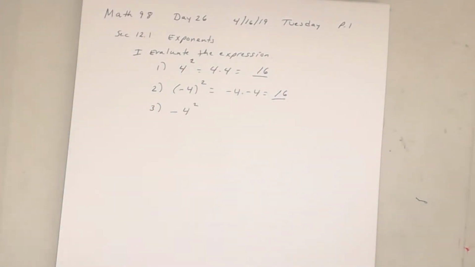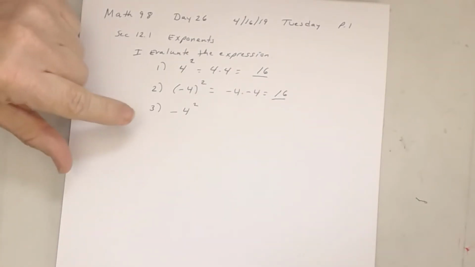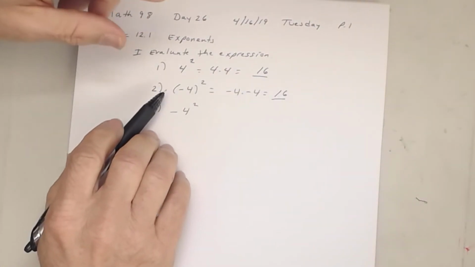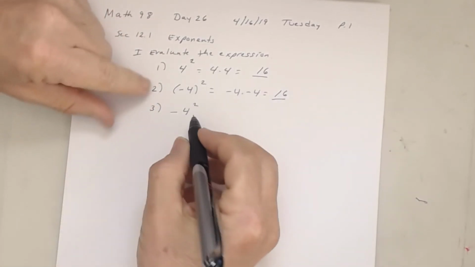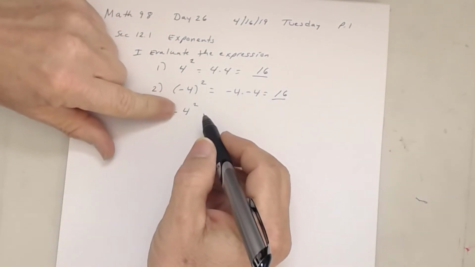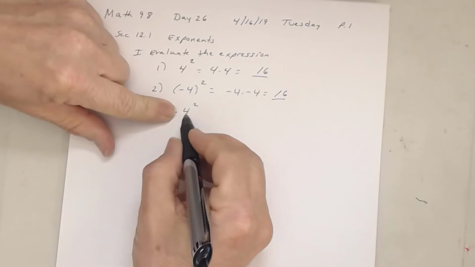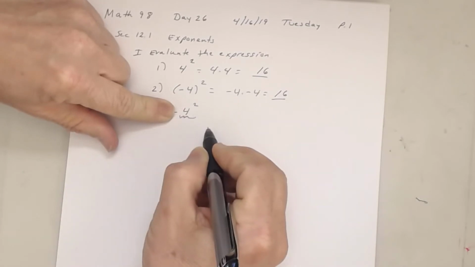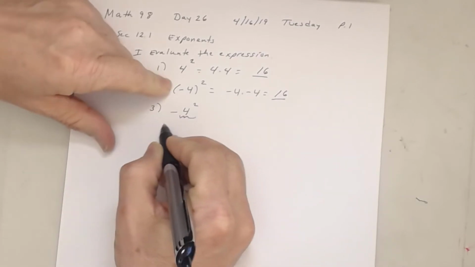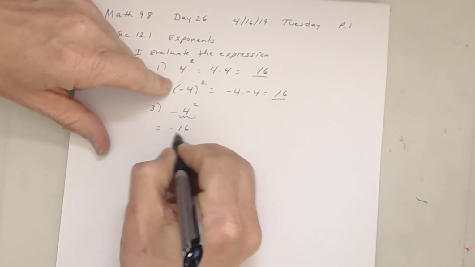So if you're asked what's the base in number 3, what's the base? 4 only. 4 is the base. In number 2, what's the base? Negative 4. All right, so in number 3, you may want to just cover up that negative sign out here and just determine what 4 squared is. What's 4 squared? 16. So this becomes a negative 16.